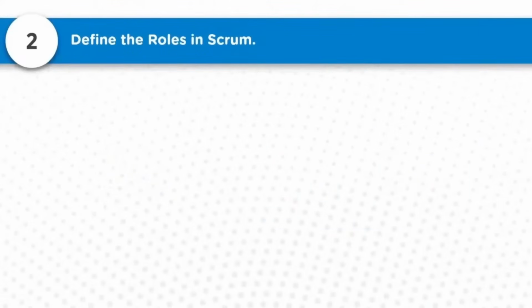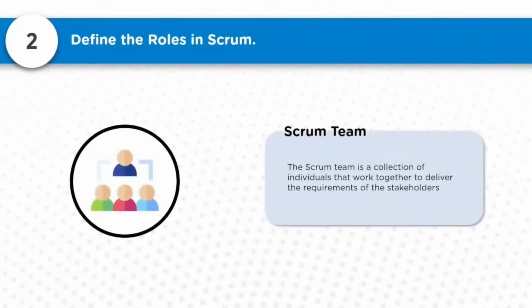The next role is the Scrum team. The Scrum team is a group of individuals who work together to deliver the requirements of the stakeholders. A Scrum team is generally of size 5 plus or minus 2, and is self-organizing. The Scrum team members have various different capabilities, and each of their capabilities complements the others to accomplish the results required.